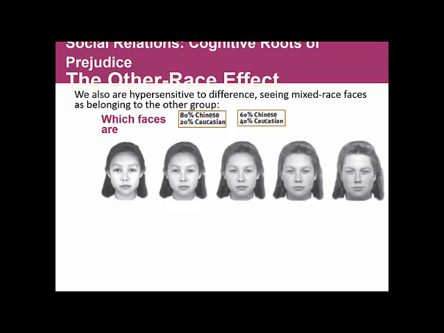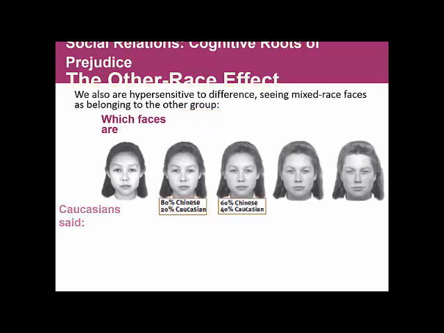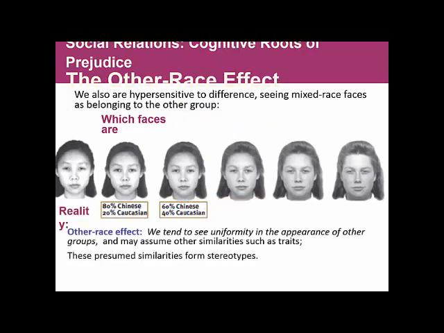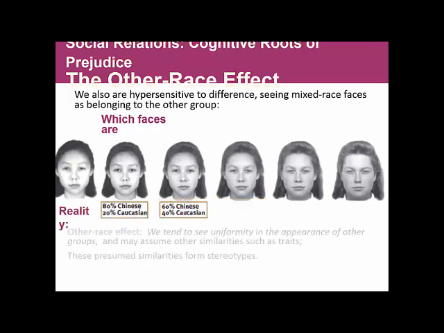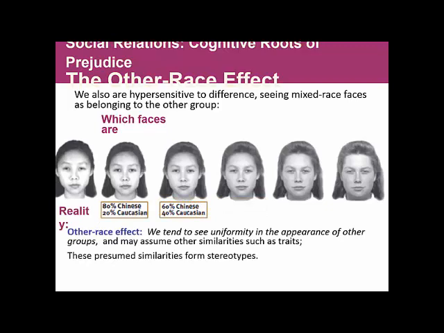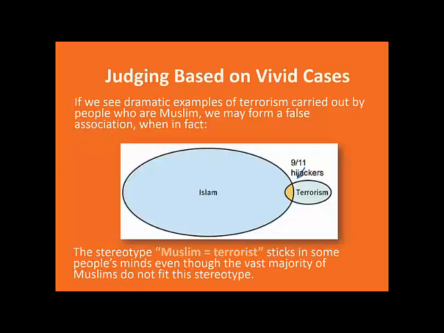So you can see the ones that the white people said were mostly Chinese, but in reality it was actually these two faces. And so we tend to see uniformity in the appearance of other groups, and we assume similarity in traits, and so we're based on stereotypes.